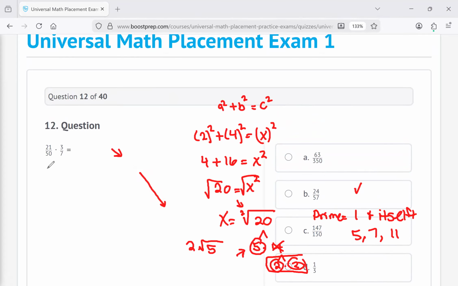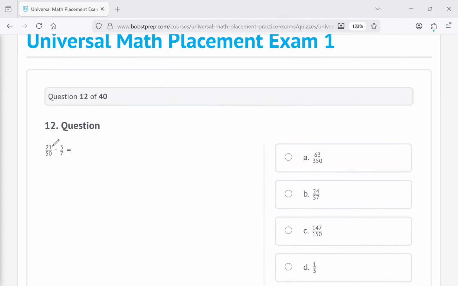Question 12, we have to multiply these two fractions. The good news about multiplying fractions is you just literally multiply across. Sure, you can reduce this, but just multiply across. So what's 21 times 3? 63. What's 50 times 7? 350.